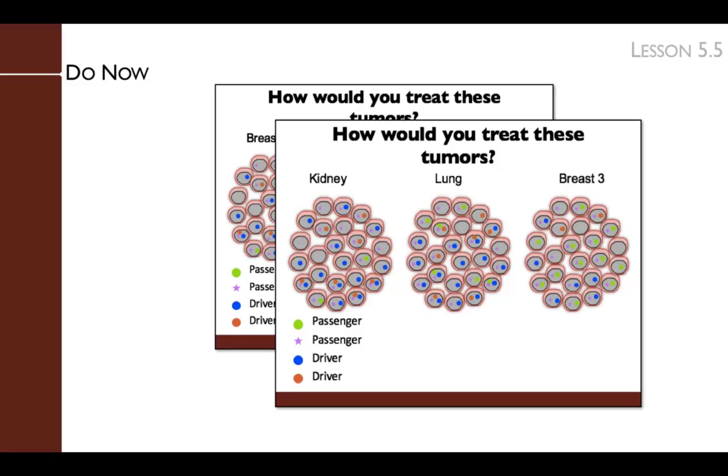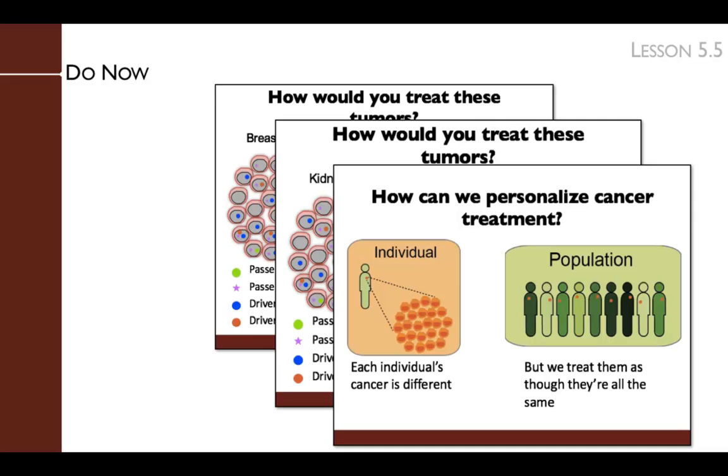Would treatment change if we knew that these tumors belong to different organs? These days, cancer treatment aims to treat specific cells with certain mutations, rather than the entire organ. This is a key point of the lesson. Every person's cancer is different, and yet most of the time, given limited treatment options, we have to treat them as though they're all the same.